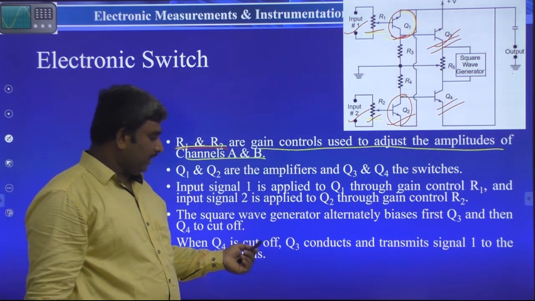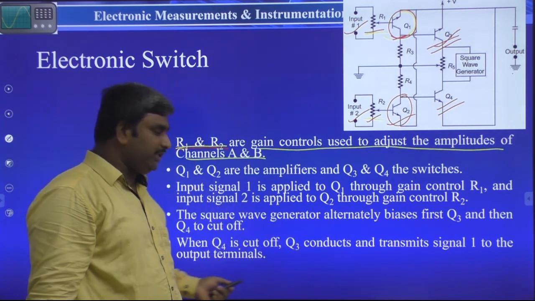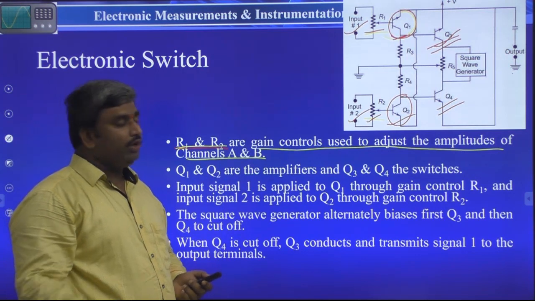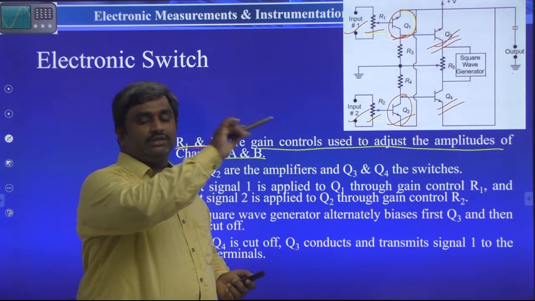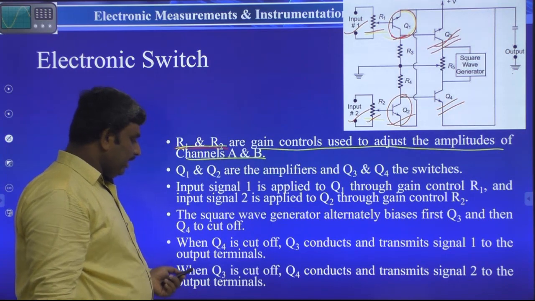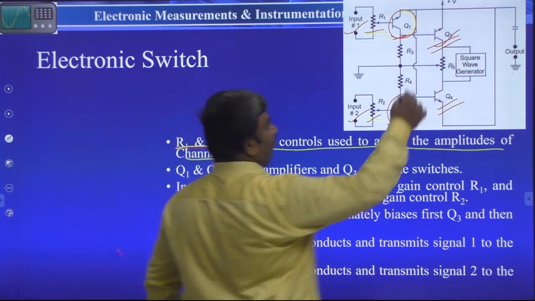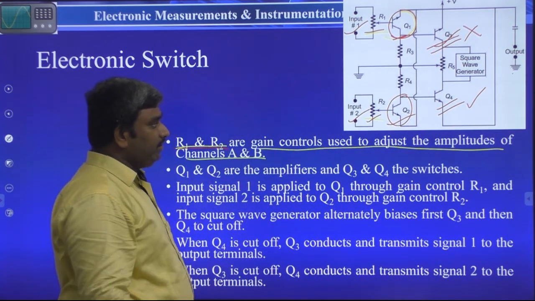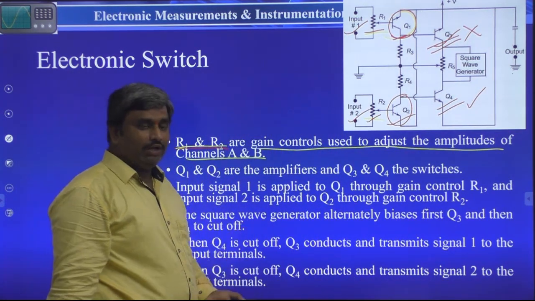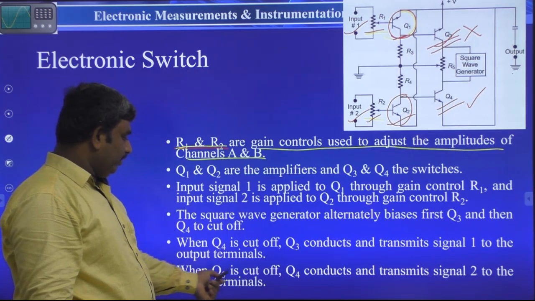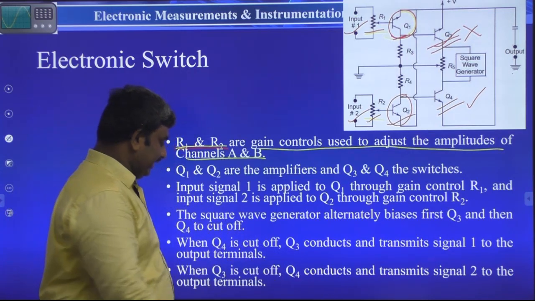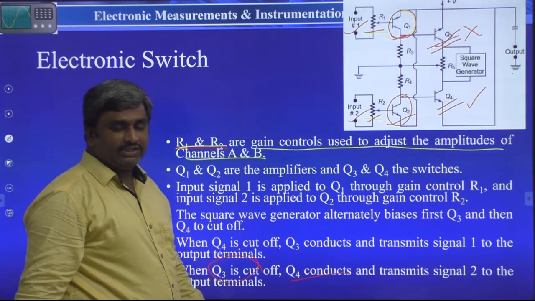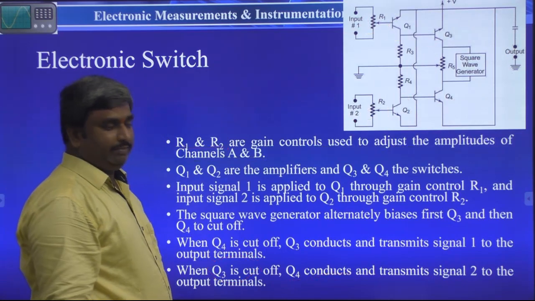When Q4 is cut off, Q3 conducts and transmits signal 1 to the output terminals. When Q4 is in the off state, Q3 transistor connects the input signal to the output. And when Q3 is in the off position, Q4 is in the conducting position. Then the output is connected to the channel 2 information. When Q3 is cut off, Q4 conducts and transmits the signal to the output terminals.